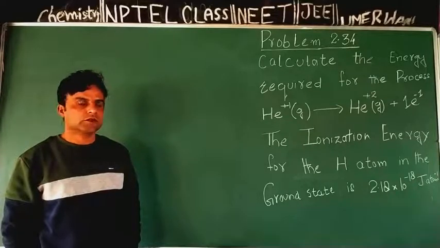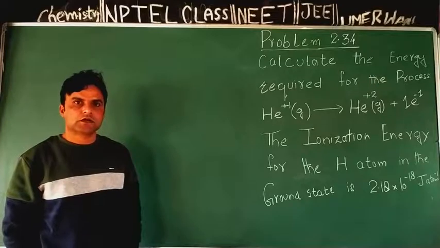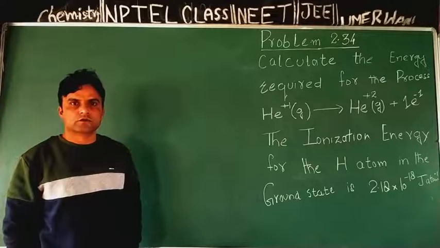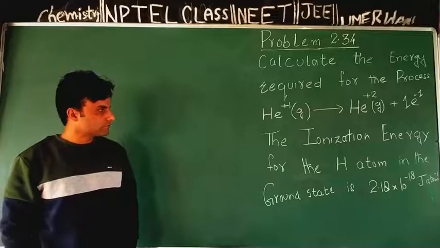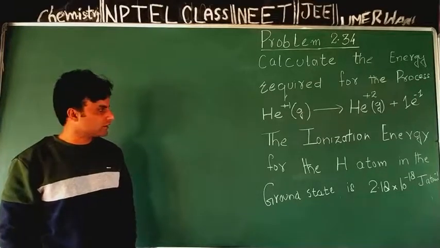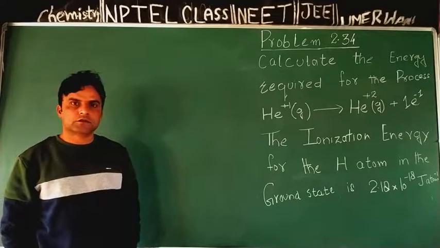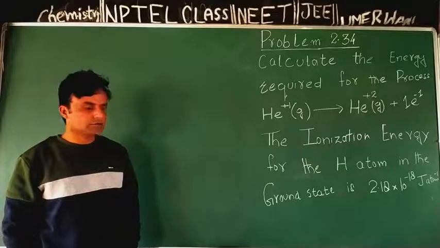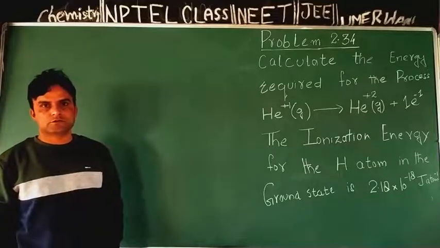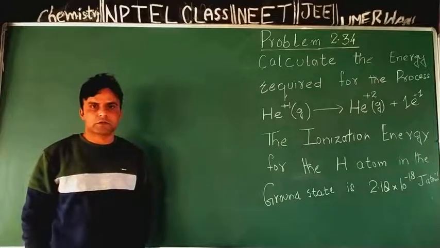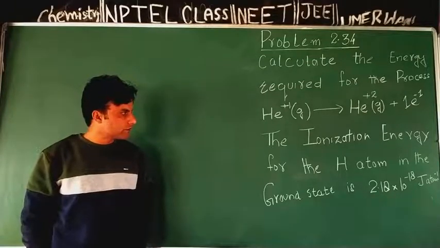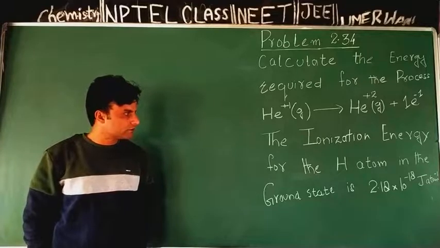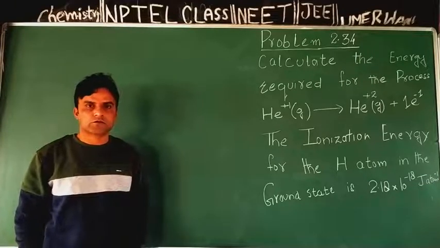For this, in order to bring this ionization, I need to calculate how much energy is required. That energy is called ionization energy. What is given? Given is the helping statement that ionization energy for the hydrogen atom in ground state is 2.18 into 10 raised power minus 18 joules. In fact, per atom, joule per atom. For one atom of hydrogen, ionization energy is 2.18 into 10 raised power minus 18 joules in its ground state.